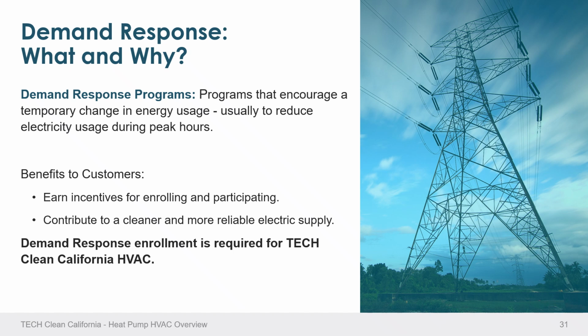This makes it harder for California to provide enough clean electricity to meet that evening demand for electricity. So, in order to continue to electrify and make California's electric supply cleaner with more renewable resources, we have to shift some of the electricity demand out of the evening hours and into the daytime. Demand response programs help make this happen by encouraging participants to make slight changes to their electricity usage during the times that it matters most.